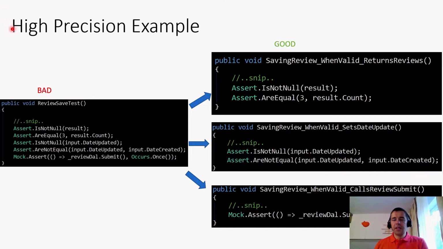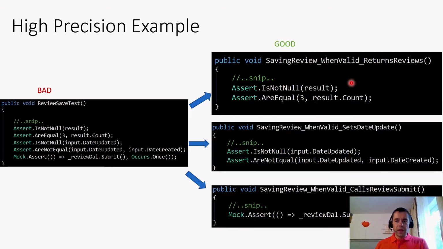Good. Here we see an example. We see the high precision example as I mentioned earlier. So here we have a bad design. We have this test which asserts against different results and different objects. This is not very good because if this test fails, we don't know what exactly the problem with this method is. So ideally, we should separate this test into three unit tests.